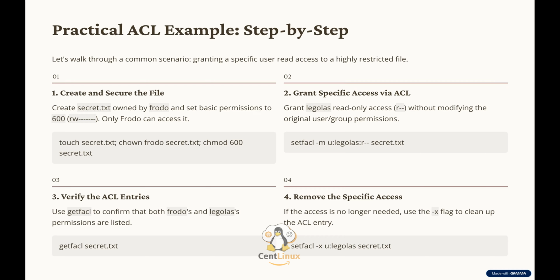Step 3. Verify ACL entries. getfacl secret.txt. You'll see the owner, the group, and the new ACL entry for Legolas. Step 4. Remove the specific permission. setfacl -x u:legolas secret.txt. The access granted through ACL is now removed. This workflow is exactly how ACLs enhance controlled access without disturbing base permissions.